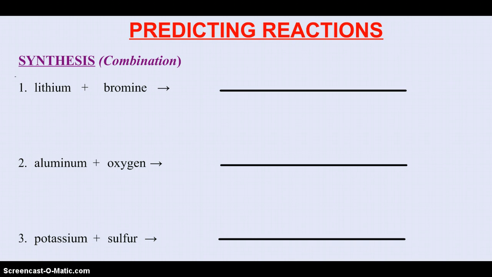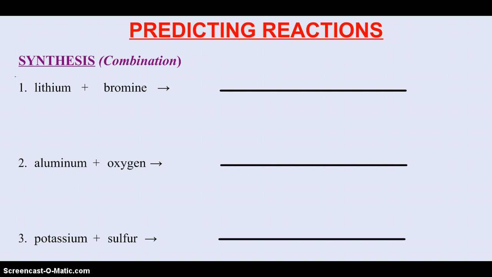So we're going to look at some predicting of reactions today, where I give you the reactants and you can tell me what the products of these reactions are going to be. First up, we're going to look at synthesis or combination reactions. I should be able to give you two elements, specifically a metal and a nonmetal, and you can tell me the product that's going to be made.